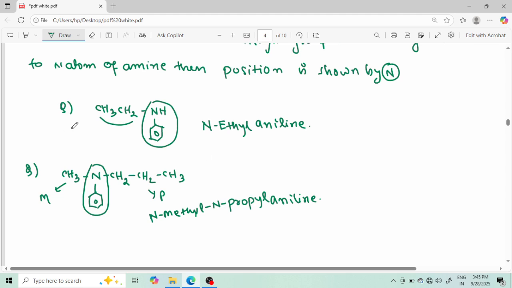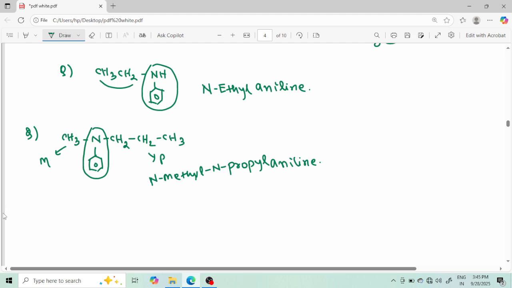Now how about one compound where both the alkyls are same? Then what will you do? Suppose I am giving CH3 CH2 2 times nitrogen and something like this. If this is the question, so definitely this same question can be written in this form also, right?